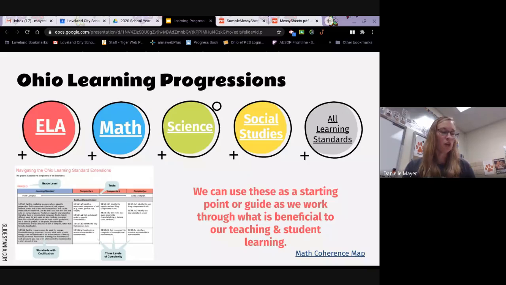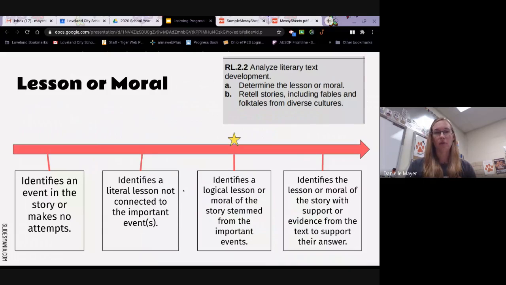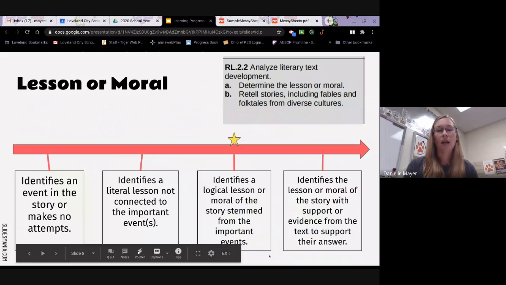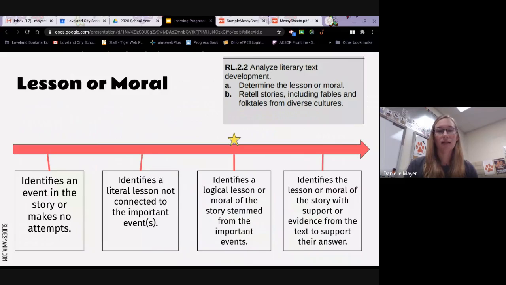So I'm going to show you a few examples and then some templates, and then you're going to try to create your own. So here we go. This one, I took the second grade literacy standard of developing a lesson or a moral. And what I did is I did it sort of like a line, right? And I put the yellow star where my students needed to be. Identifies a logical lesson or moral of the story stem from the important events.